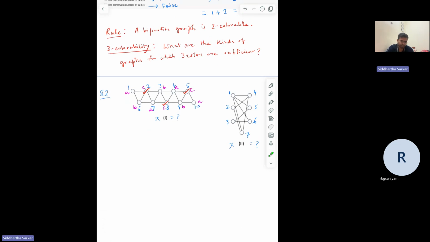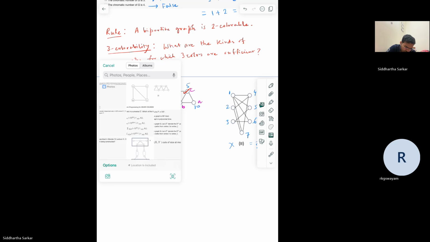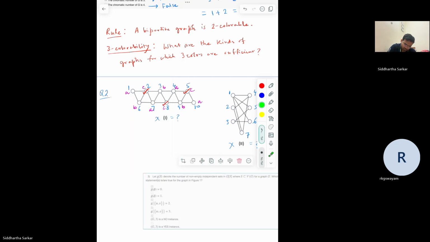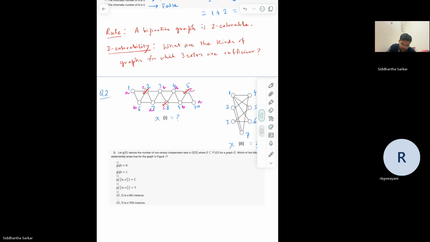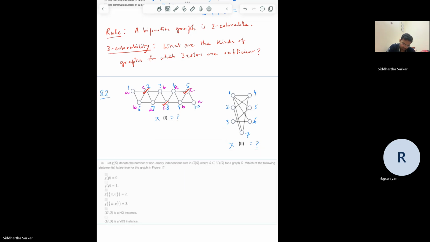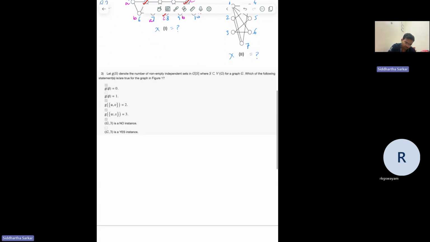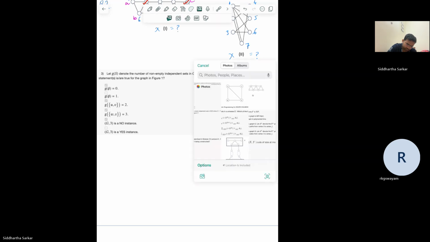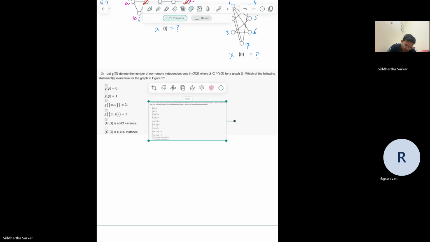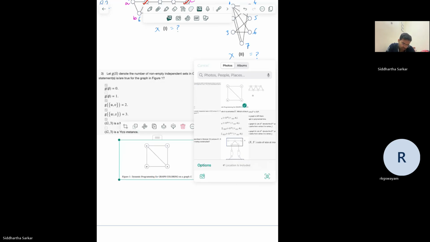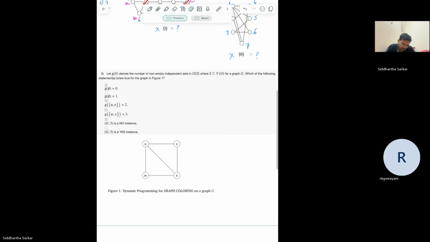So again, we'll look at an independent set question. Here's the next question on independent set again. Figure 1 also needs to be seen simultaneously, so let's look at figure 1 again. This is figure 1, yes.